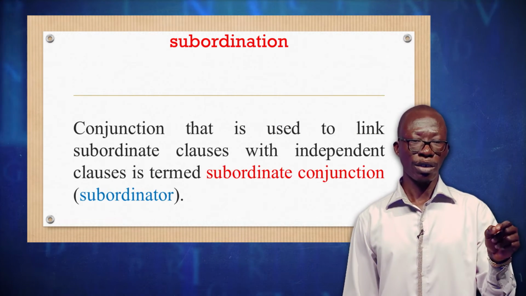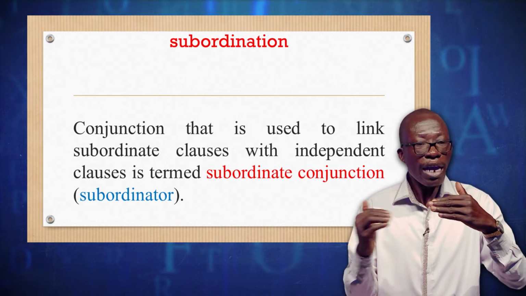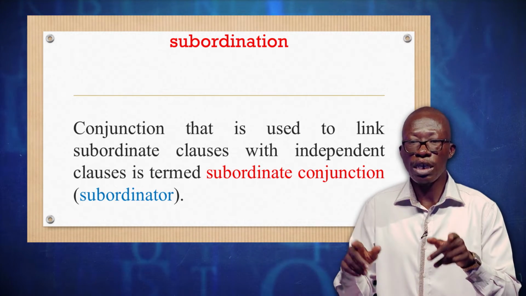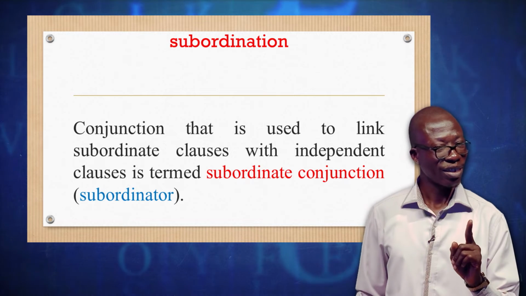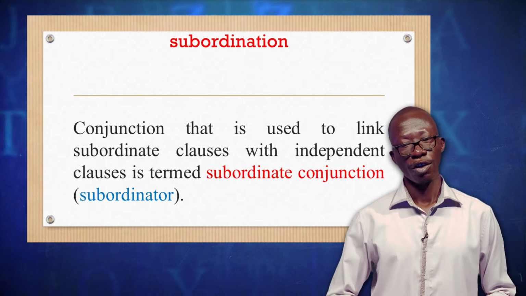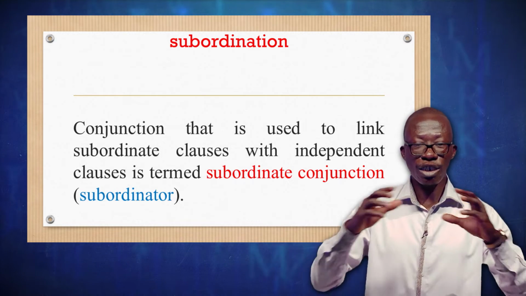So a conjunction that is used to link subordinate clauses with main clauses or independent clauses is termed a subordinate conjunction. Take note. Now you have a main clause, you have a subordinate clause, then you have a conjunction that is linking these two.